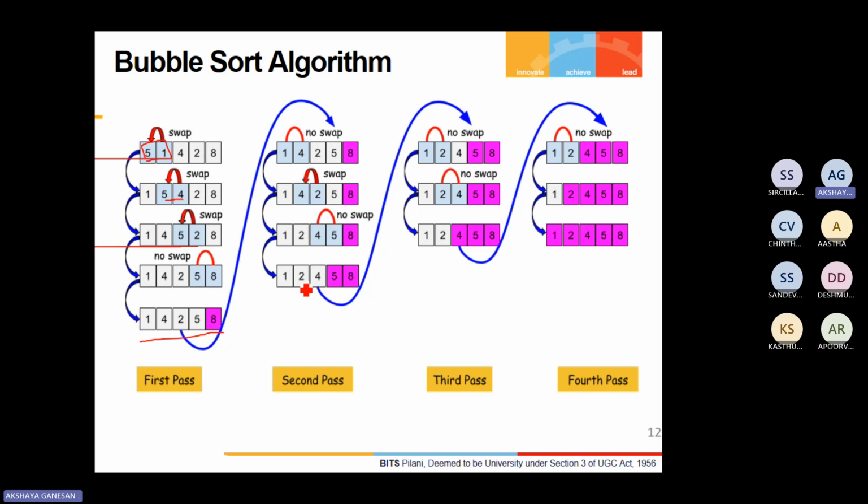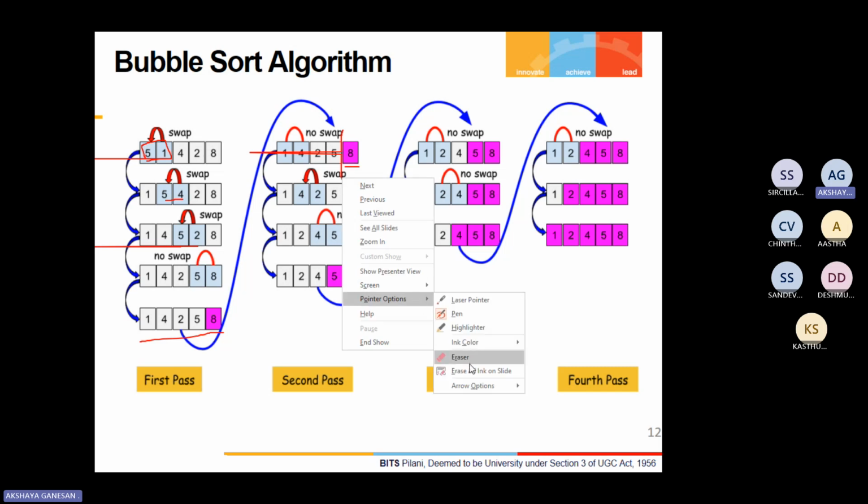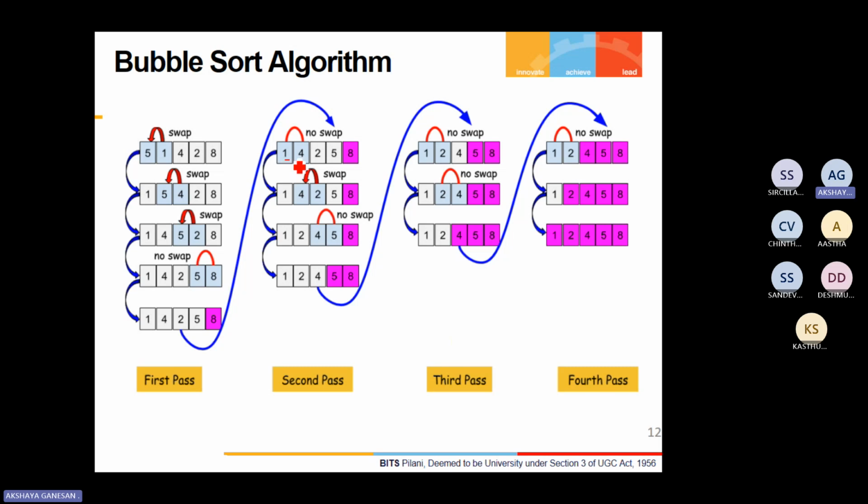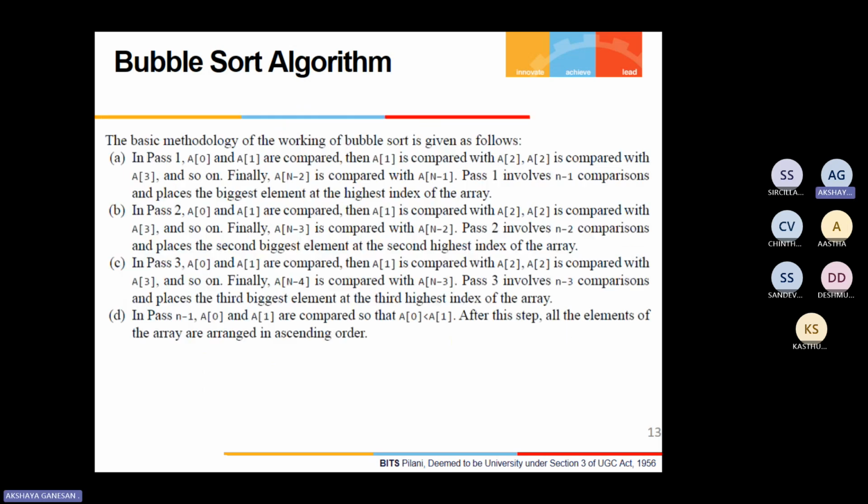Now you will repeat this, but you will not go till n. You will stop at n minus 1 because you already know that the last element has come to its position. So you will compare 1 and 4, no change. You will compare 4 and 2, so you will swap. Then you will compare 4 and 5, no change. So in the second pass, two elements have come to their position. So the third pass will only take into consideration the remaining elements. So 1 and 2, no change. 2 and 4, no change. So 4 is also in position. Okay, so this is how you do a bubble sort algorithm.